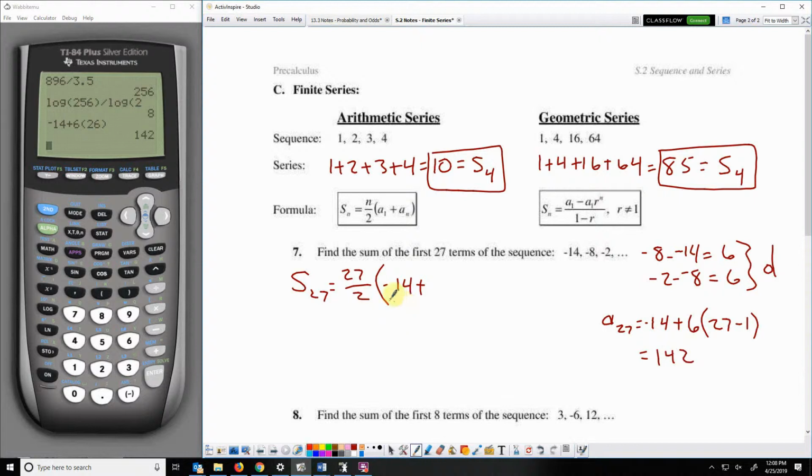So the first term is negative 14, the last term is 142. So 27 over 2 times negative 14 plus 142. So the sum of the first 27 terms is 1,728.